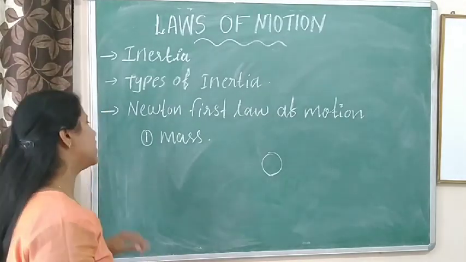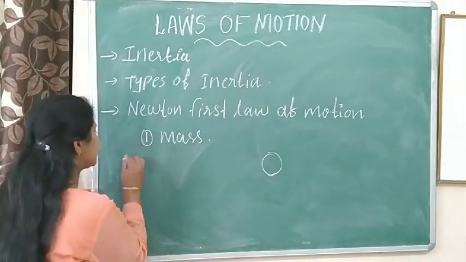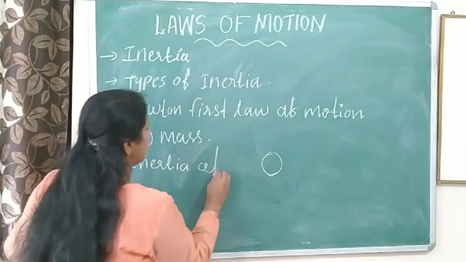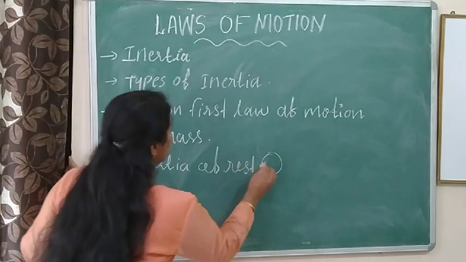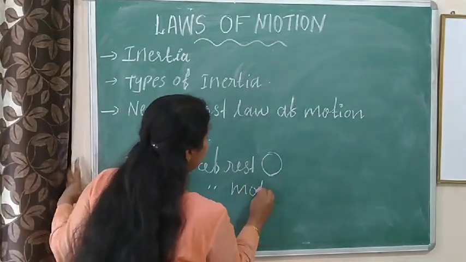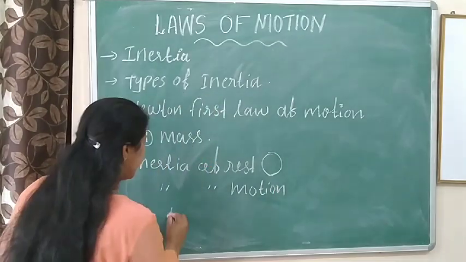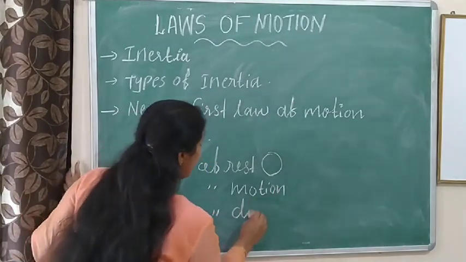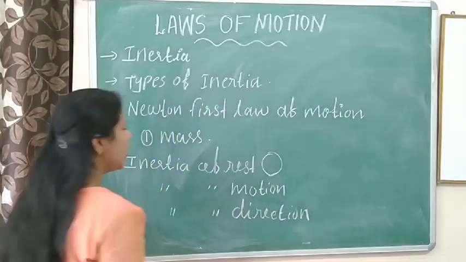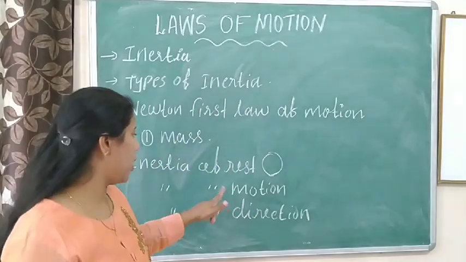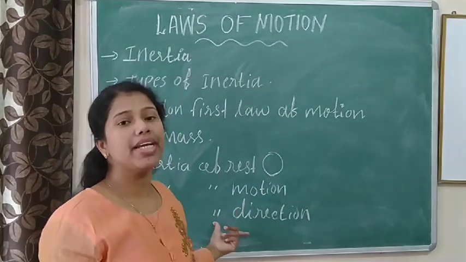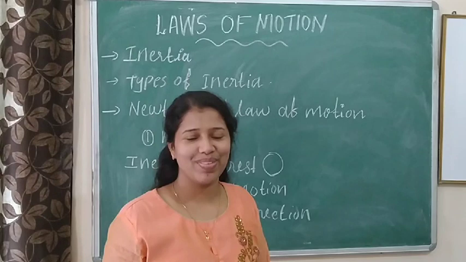Next, types of inertia. The first type is inertia of rest. The second is inertia of motion. The third is inertia of direction. In your textbook they mention two types, inertia of rest and inertia of motion. One more type is there, inertia of direction.